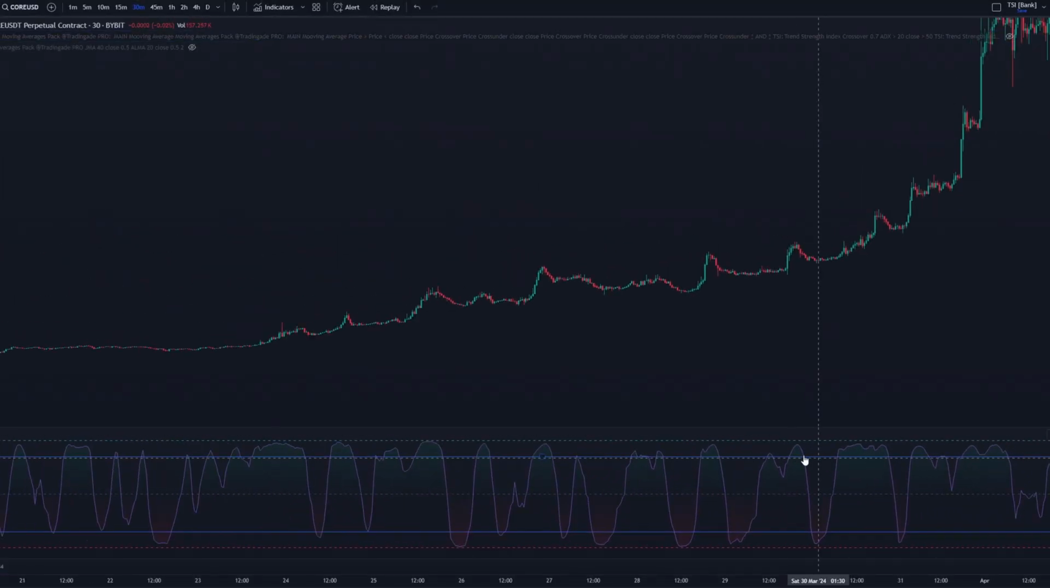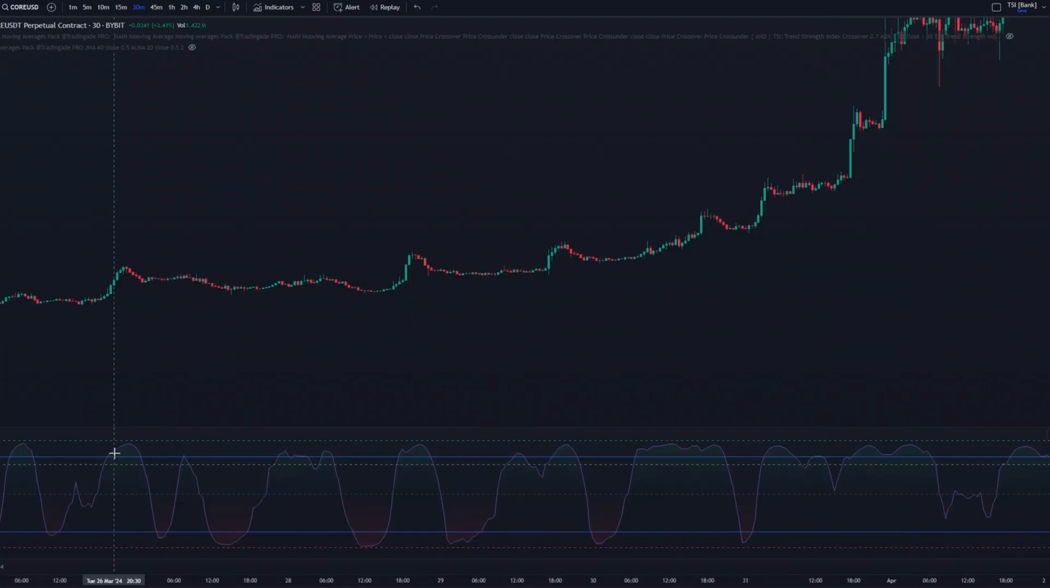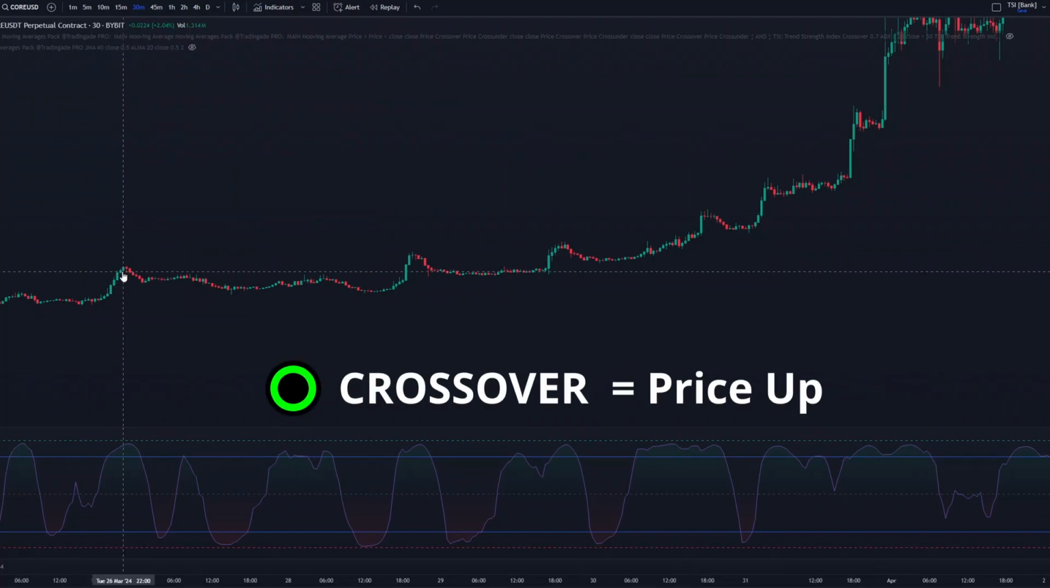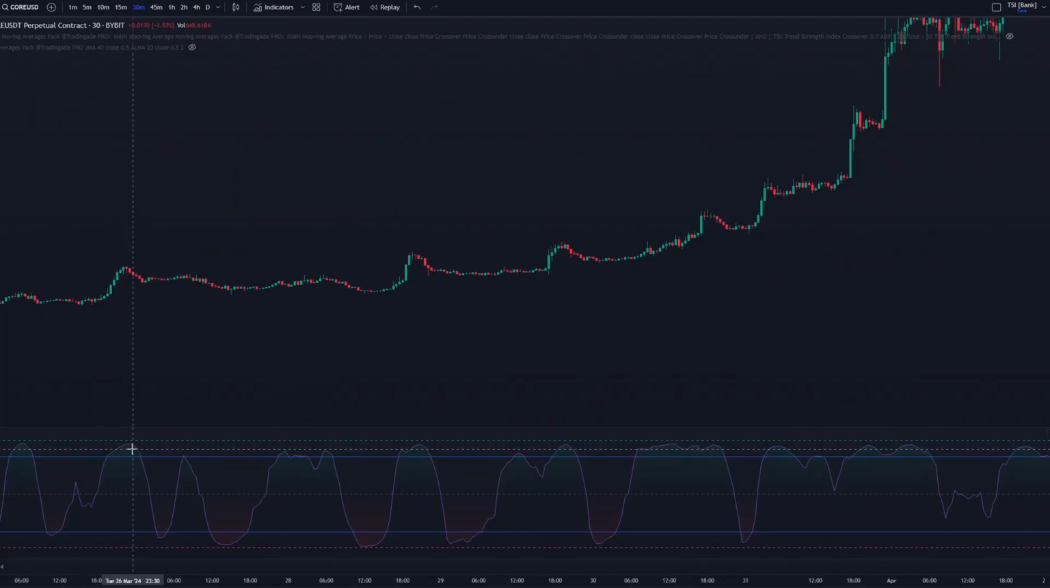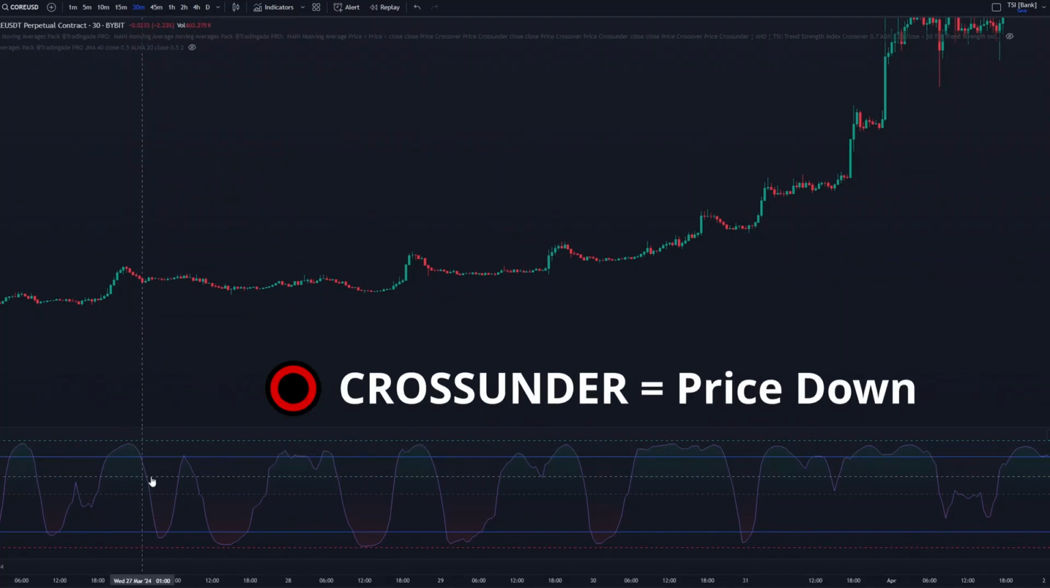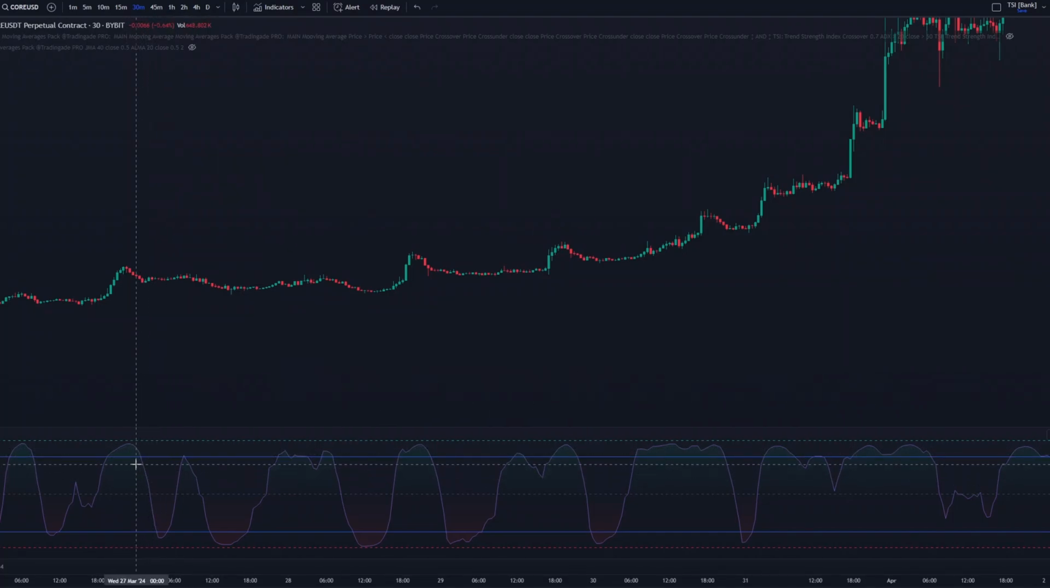And we could use these two levels for buy and sell signals. But today we will concentrate only on this overbought level. Whenever the oscillator crosses over the 0.7 level, the price can go up, whereas whenever the TSI crosses under the 0.7 level and goes below the overbought area, it may represent a bearish signal, or at least we have a confirmation that the bullish trend has lost a lot of strength.